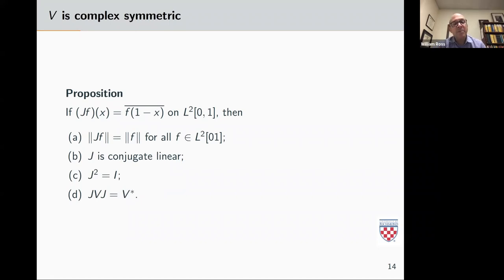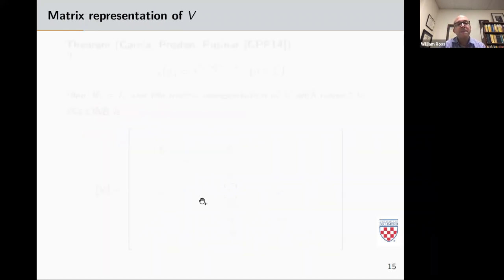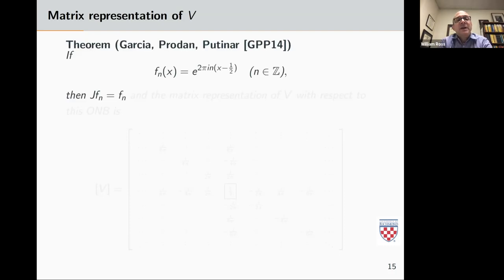Operators for which there's a conjugation for which this type of property holds are called complex symmetric operators. All right, here's an interesting thing. I teach linear algebra. As a matter of fact, I'm teaching it this term. So the matrix representation of a linear transformation is kind of near and dear to my heart. So I'll mention this cool observation of Garcia, Prodan, and Putinar.